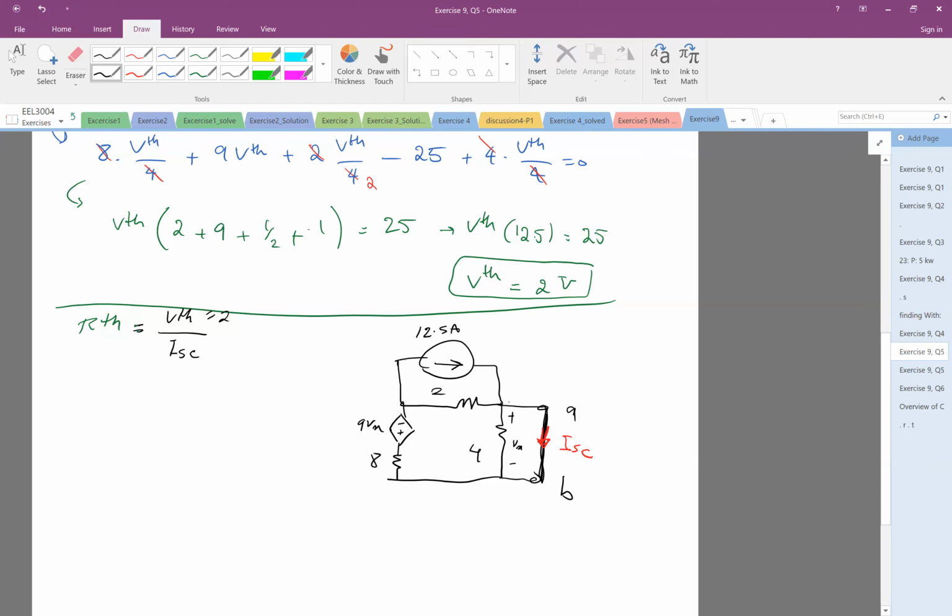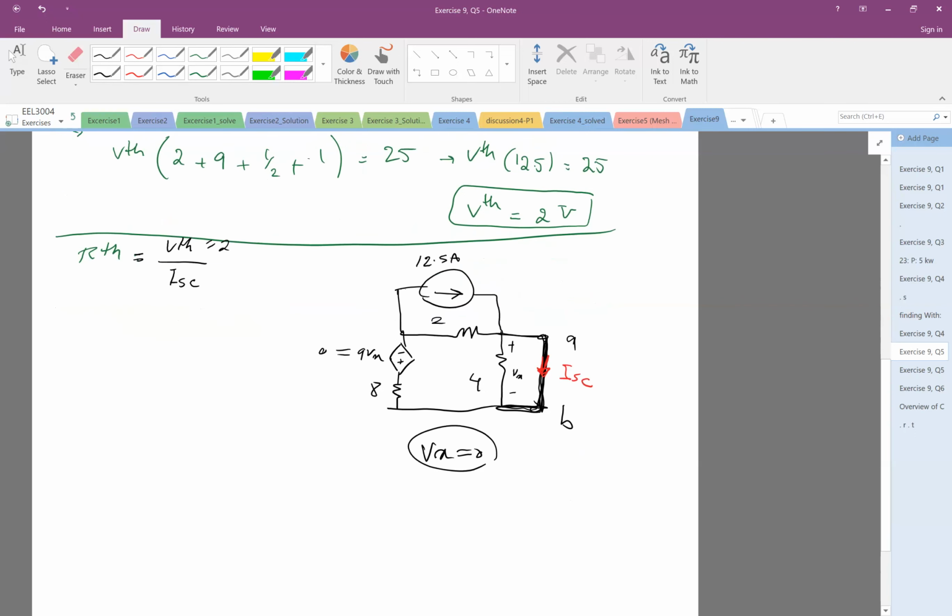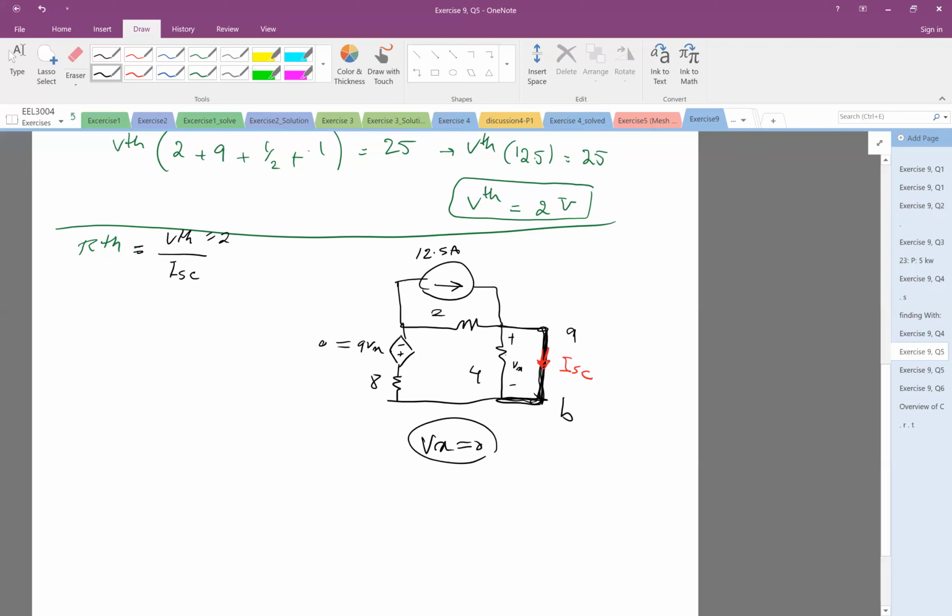Now the nice thing here is that because I short this, first of all, V of X becomes 0. And this is 9 times V of X, so basically this becomes 0. So this is also shorted. And because this is shorted, I can just also remove that from the circuit. And this is also 0, so this is also shorted as well. So the network simplifies a lot.